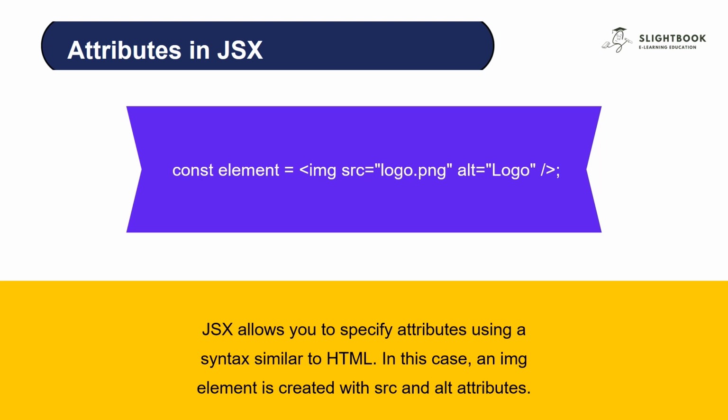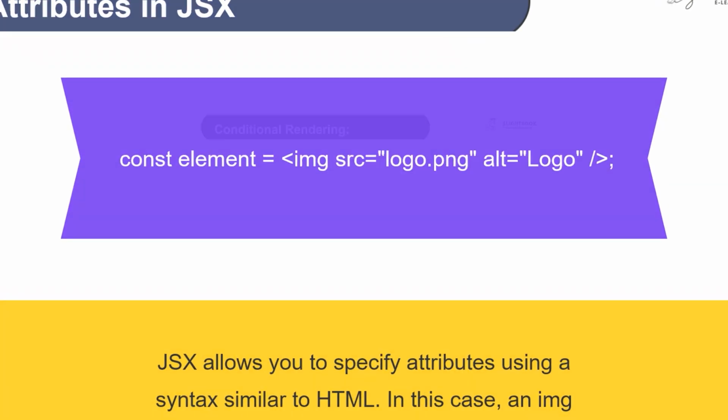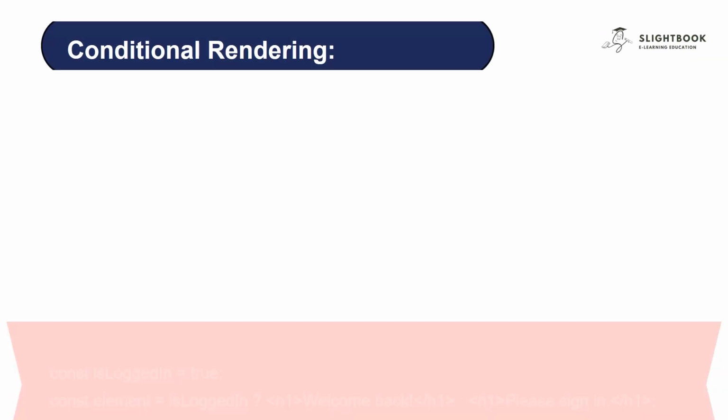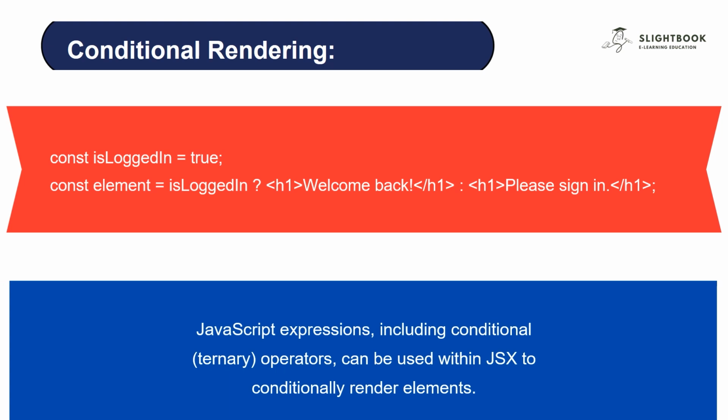JSX allows you to specify attributes using a syntax similar to HTML. In this case, an img element is created with src and alt attributes. Conditional rendering. JavaScript expressions including conditional or ternary operators can be used within JSX to conditionally render elements.